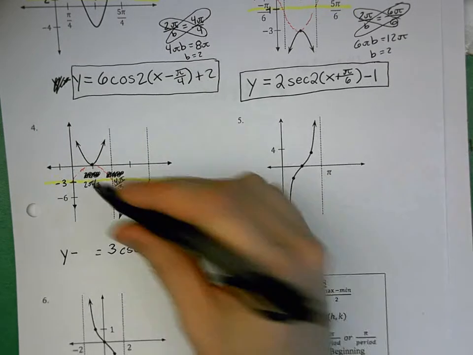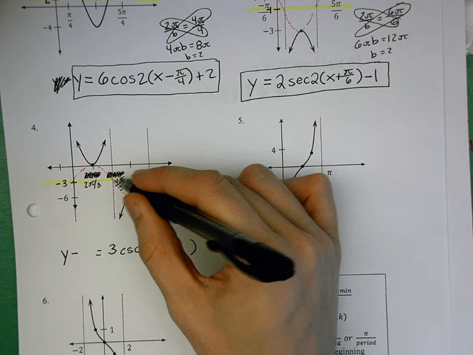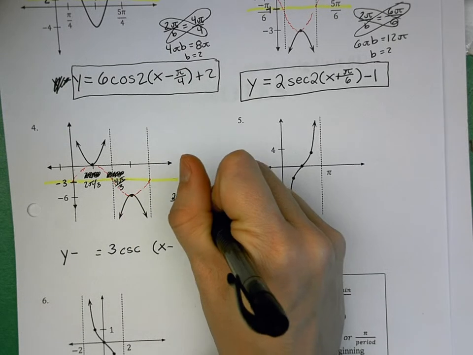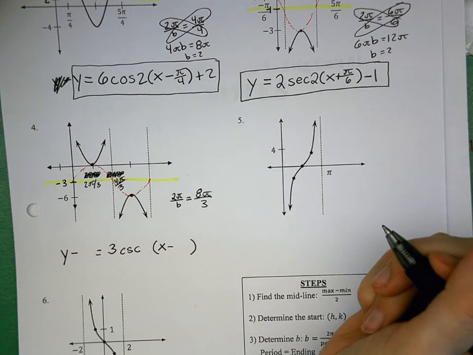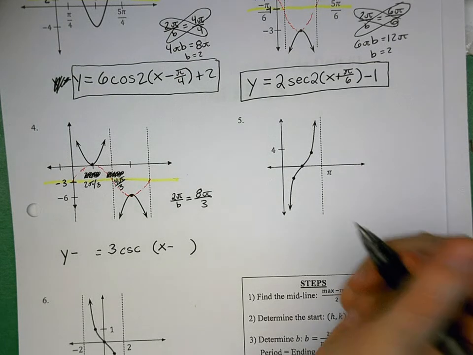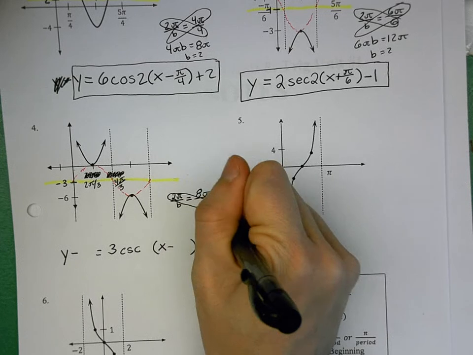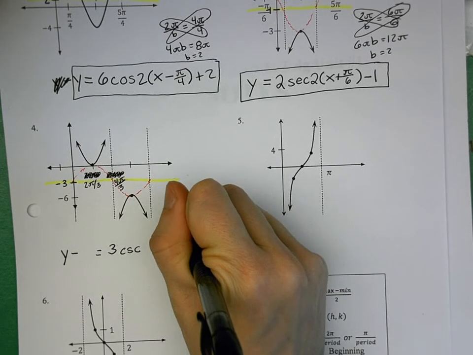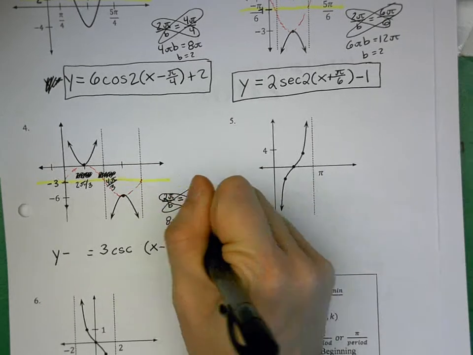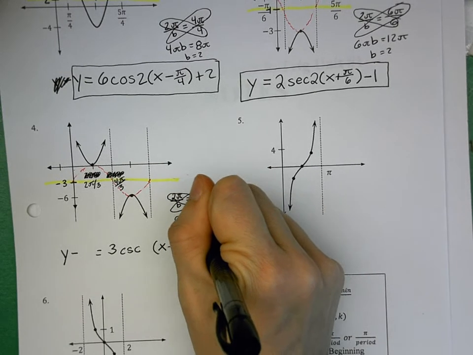Our period in this one, from 0 to 8 pi over 3, is 8 pi over 3. And so what does b equal? Cross multiplying, we get 8 pi b equals 6 pi. Dividing by 8 pi, you get b equals 3/4.